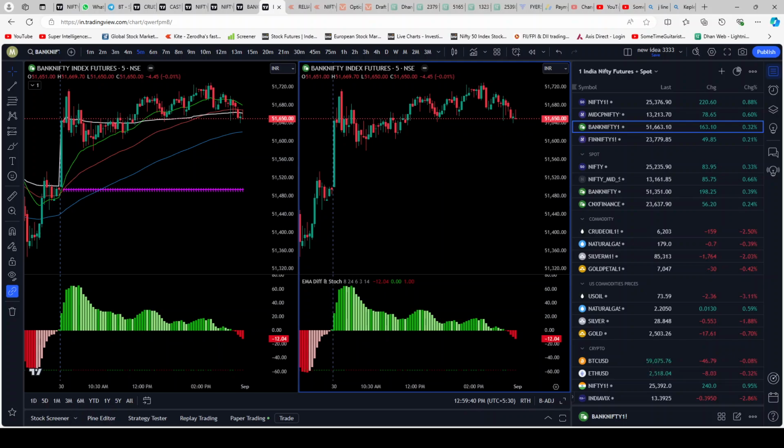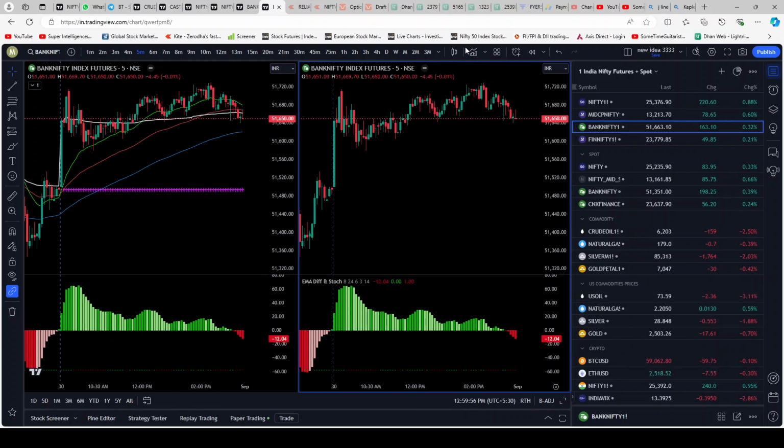Anyways, so the EMA difference, I'm going to use that in this. You can also use MACD 8, 21, 5. That is also a very good combo. But for this particular learning, I'll be using the EMA difference in default settings.